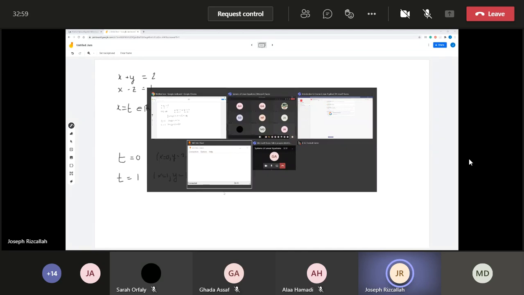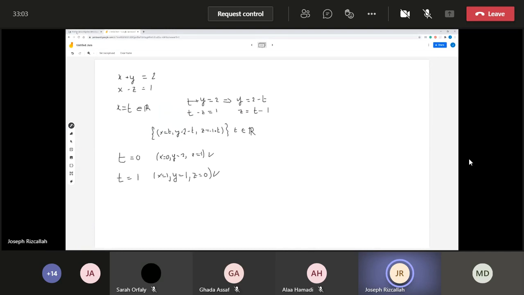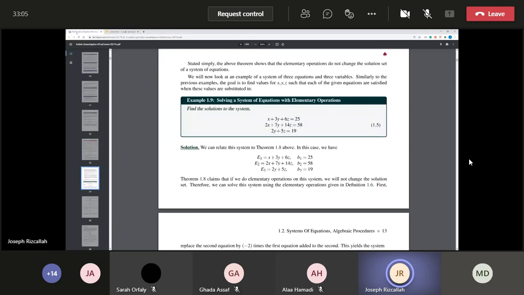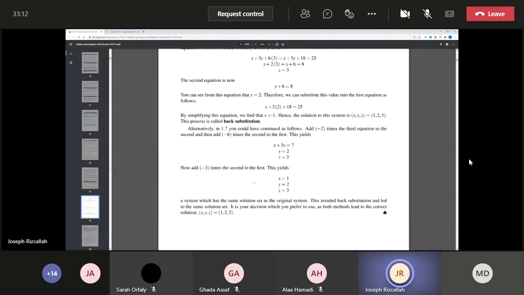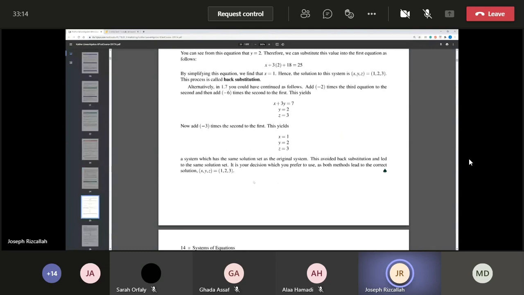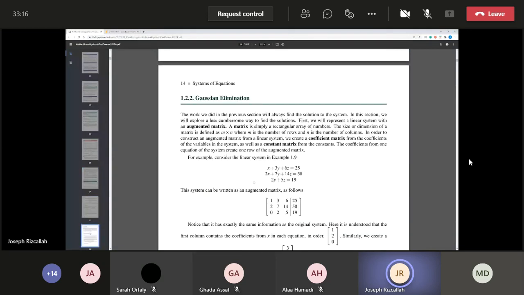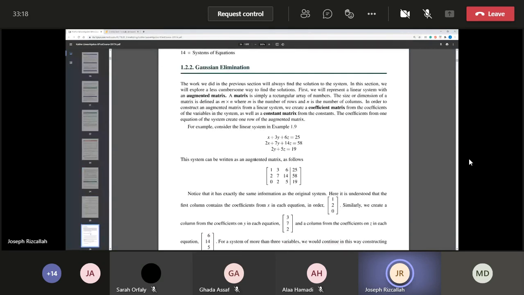Let me now switch back to the new thing that I want to tell you about, which will make your life much easier when it comes to solving systems of linear equations like this, okay? So what we are going to do is replace a system like this one here.